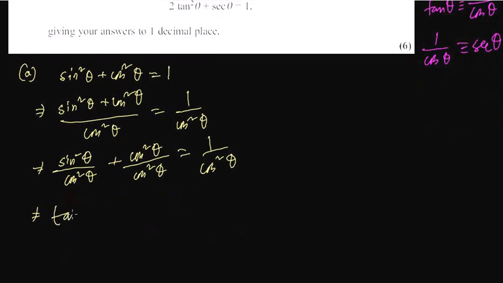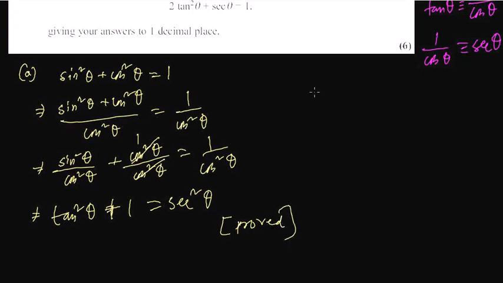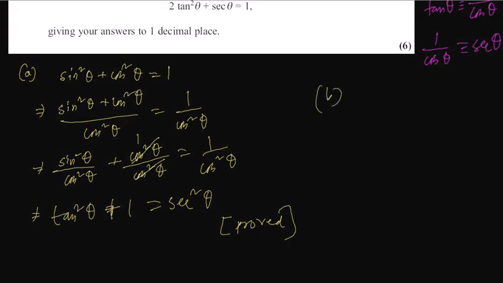And I hope you can see what's going on here. This is sine squared theta by cos squared theta, so we can write tan squared theta. This is cos squared theta cancelling off as 1, so this is plus 1, and 1 by cos squared theta is sec squared theta, and we have proved the identity. Done. That's it. Let's do question number B.